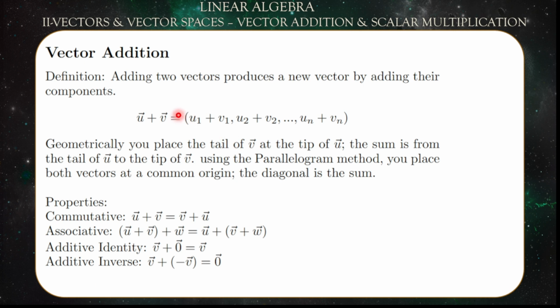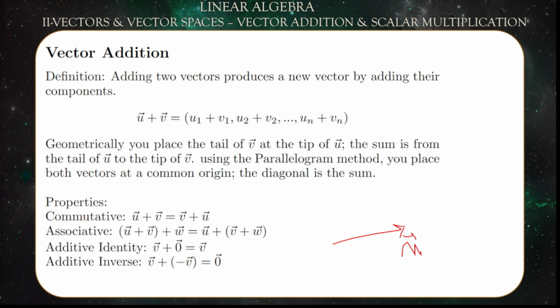Geometrically, you place the tail of v at the tip, at the end point of u. So the head arrow of u, this is where you place the starting point of v, the tail of v. And the sum is from the tail of u to the tip of v. Using the parallelogram method, you place both vectors at a common origin. The diagonal is the sum. So the sum would be the diagonal of the two vectors. To give you a more graphic illustration, so let's say this is u.